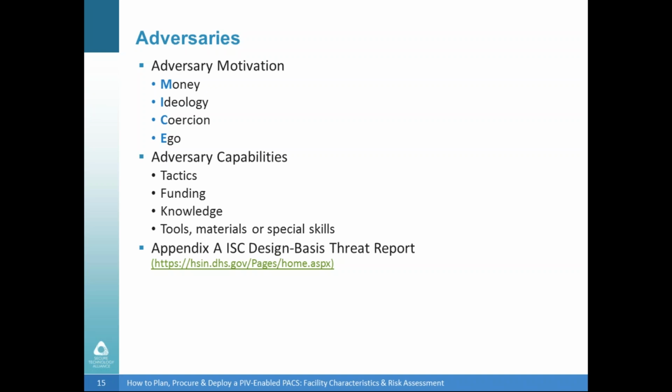You can get information about tactics, techniques, and procedures of larger or more organized groups from reports of previous attacks, but it's harder to find out information about smaller, less organized groups. One of the best resources available to you is provided by the ISC. Their risk management process standard includes an appendix called the Design Basis Threat Report. This is an FOUO document that is regularly updated to provide current information about potential adversaries and their capabilities. And you see the link here on your screen. Next slide, please.